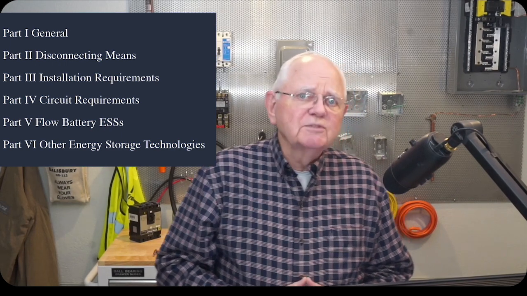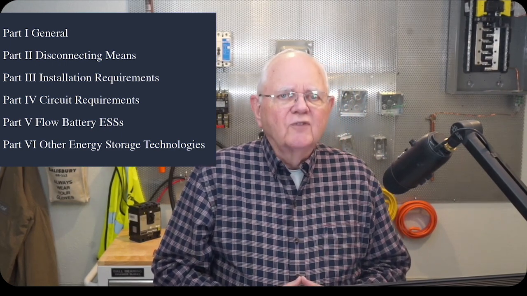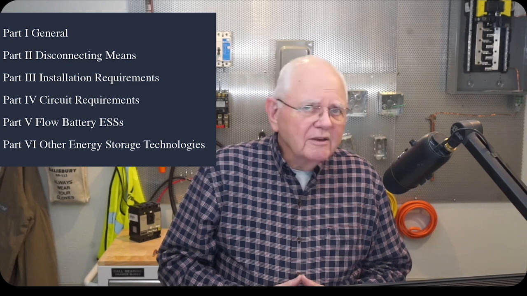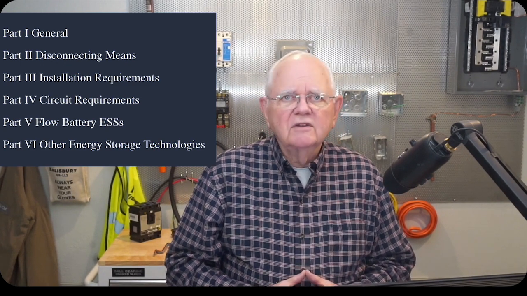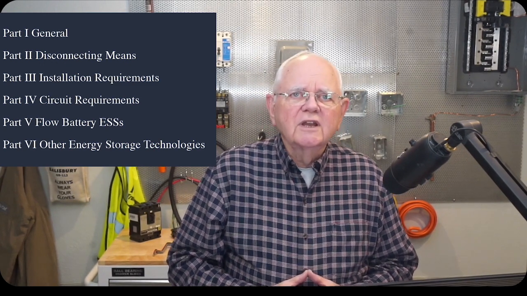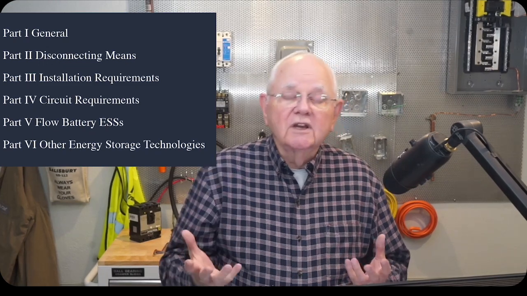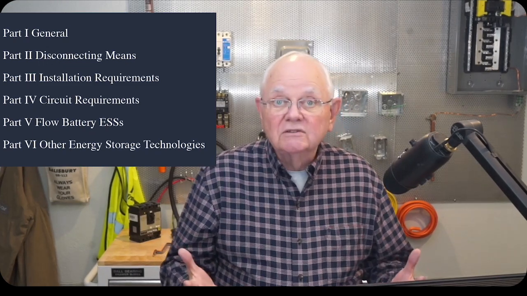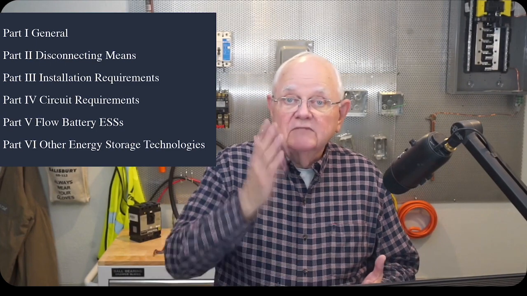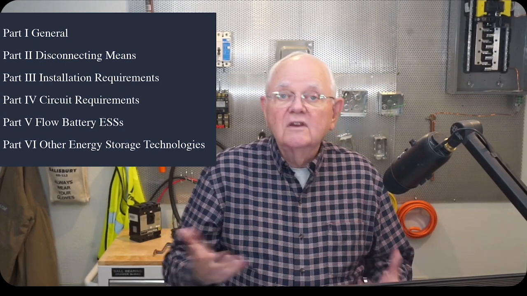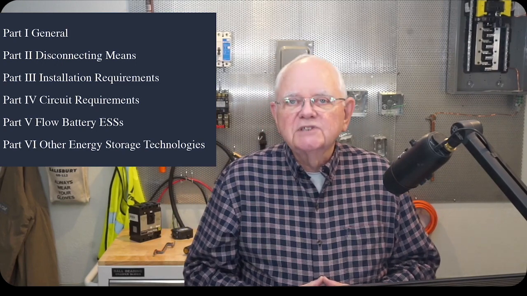Part 5 is a special type of battery, a flow battery. You probably don't have any flow batteries, I'm guessing. Flow batteries use a liquid electrolyte. I have a positive electrolyte and a negative electrolyte, and I store them in tanks. And then there's a grid in between the 2 tanks, and that's where the electricity is produced. So they're a little bit different systems.